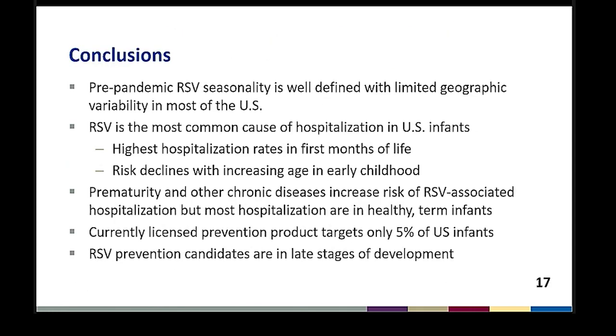In conclusion, pre-pandemic RSV seasonality is well-defined with limited geographic variability in most of the United States. RSV is the most common cause of hospitalization in U.S. infants. The highest hospitalization rates are in the first months of life, and risk declines with increasing age in early childhood. Prematurity and other chronic diseases increase risk of RSV-associated hospitalization, but most hospitalizations are in healthy term infants. The only currently licensed prevention product targets only 5% of U.S. infants. There are new RSV prevention candidates targeting infants in late stages of development, including one product that will be introduced by the manufacturer today.